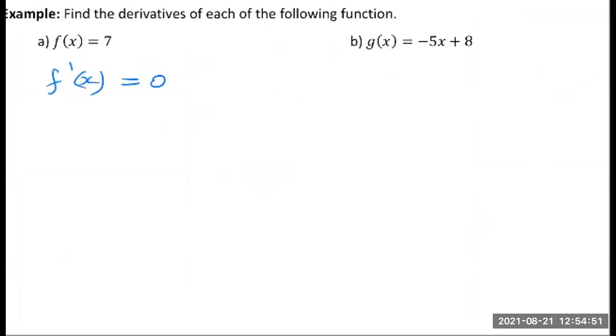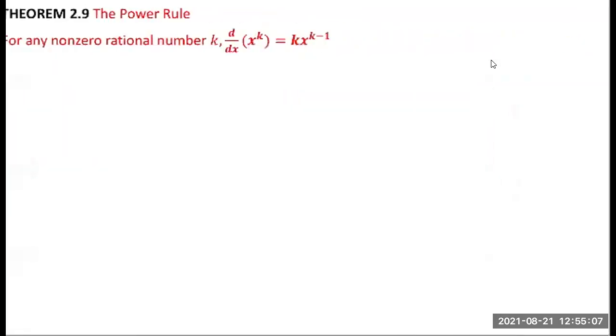And then here again, the answer is immediate. g prime of x is equal to minus 5. That is the value of m. Your value of m in this case is minus 5. Okay, all right, let's move on.